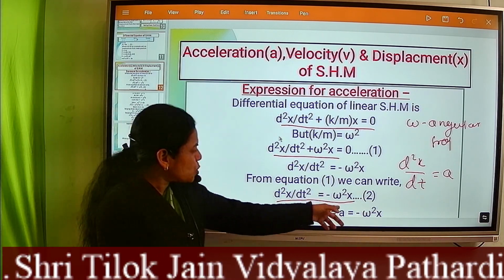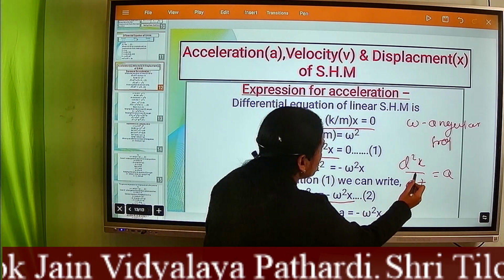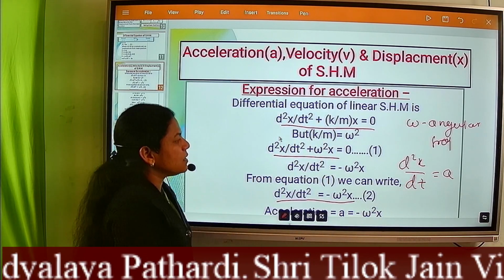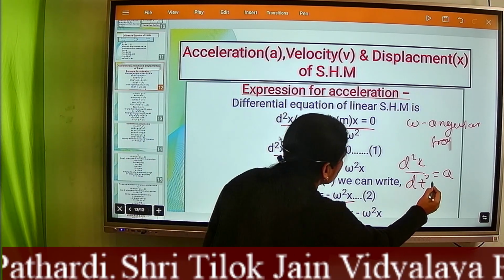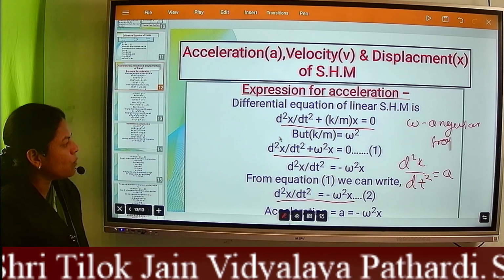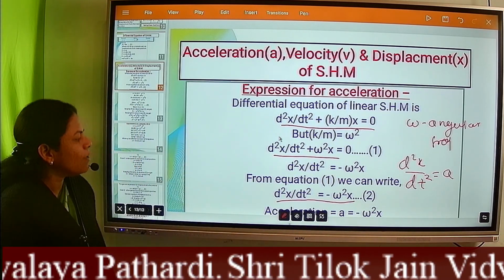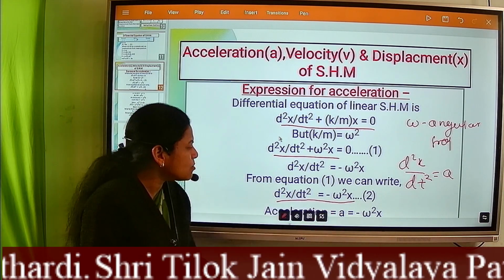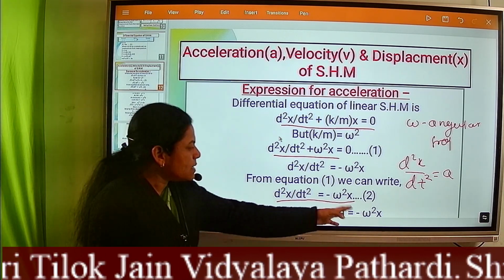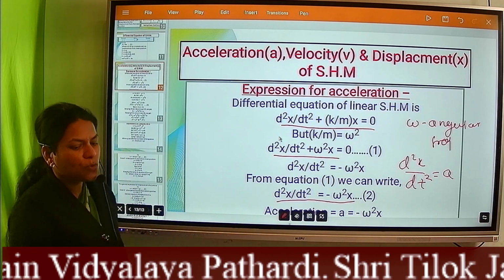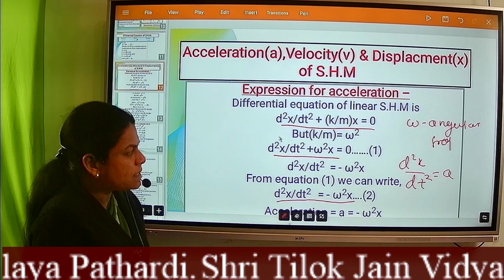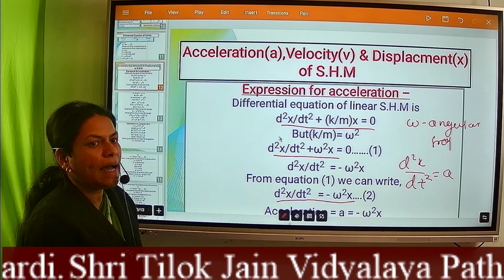Then again substitute the value: d square x by dt square is equal to a. Then we finally get the expression for acceleration. Substituting this value, a is equal to minus omega square x, and this is the expression for acceleration.